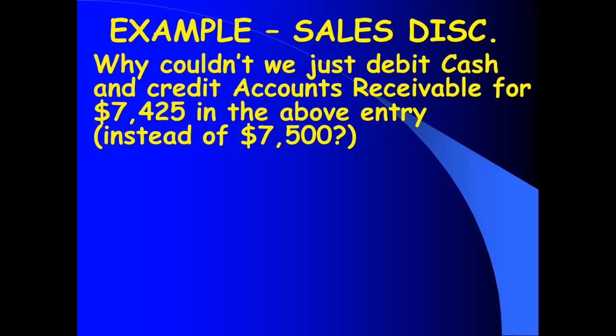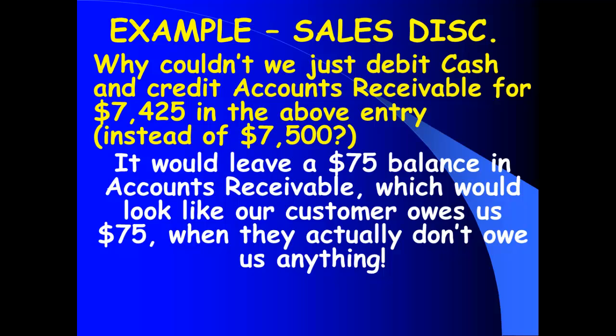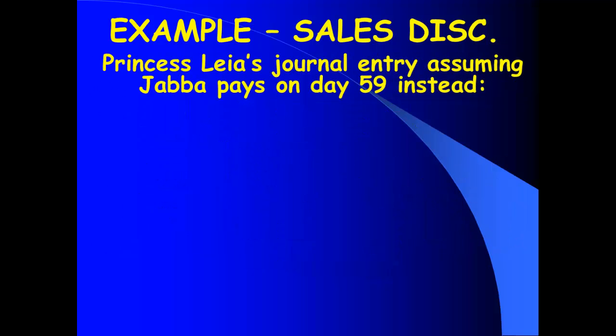You already answered this question for me. Again, you don't have to write this all down. You might just want to make a note or two, though. Why could we not just debit cash and credit accounts receivable for $7,425? It would leave a $75 balance in accounts receivable, looking like he still owes me $75, and he actually doesn't owe me anything at all. So that would leave a balance in accounts receivable that we're not going to collect because we're not supposed to collect. What if Java pays me on day 59 instead? How much will he pay me?